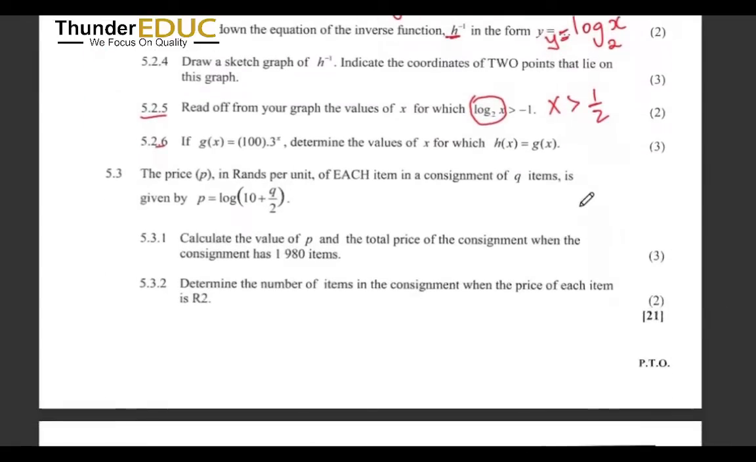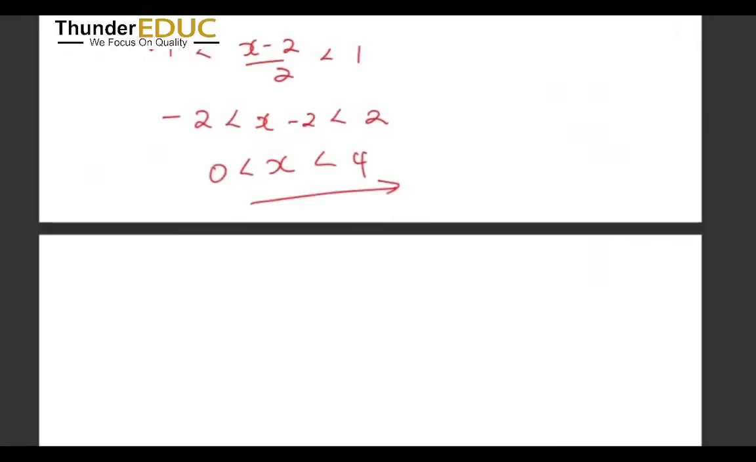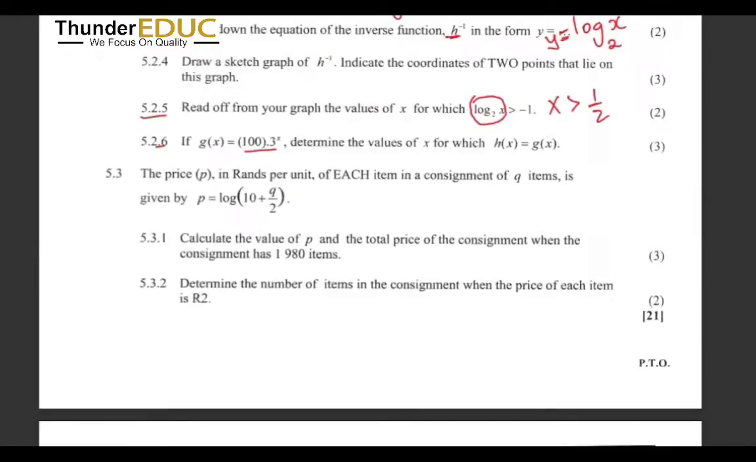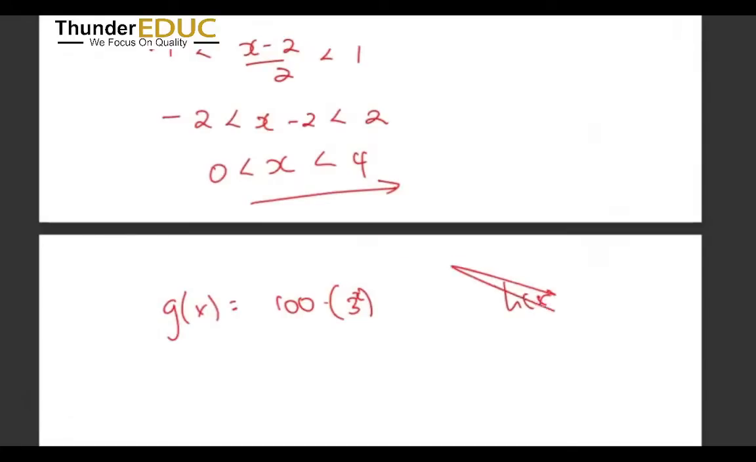Then 5.2.6. They are telling us that g of x is 100 times 3 to the x. Okay. G of x is 100 times 3 to the x. They want us to find the values of x where h and g are the same. So if h is given as 2 to the x, let's equate that. So 100 times 3 to the x is equal to 2 to the x.